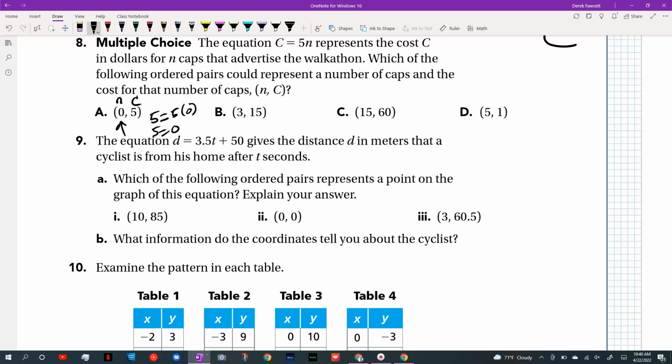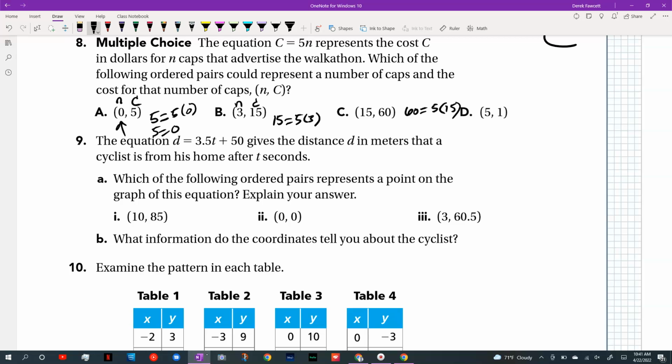Nope. Then here, this is your C and that's your N. So it would be 15 equals 5 times 3. Are those the same? Yes. Because 5 times 3 is 15. And then on C, you would have 60 equals 5 times 15. Is that the same? No. What's 5 times 15? Right. So no, they're not the same.